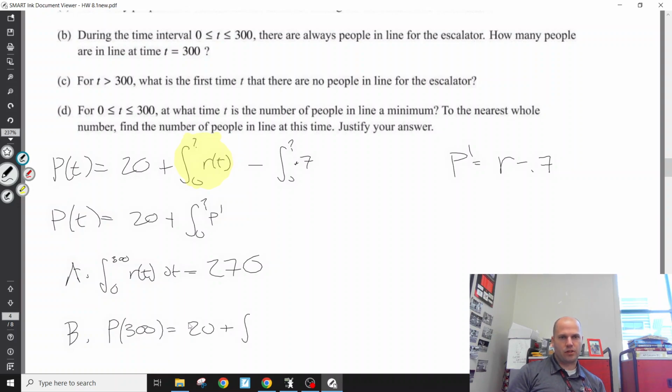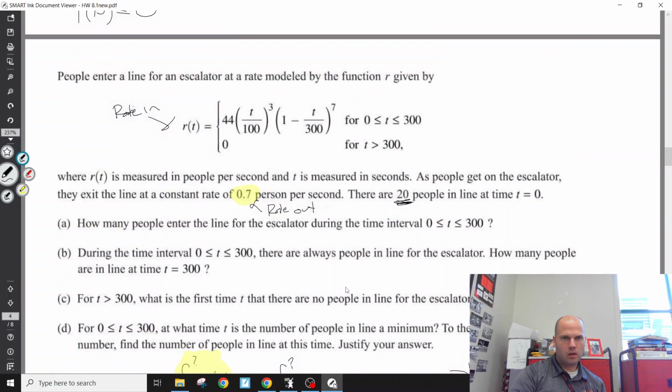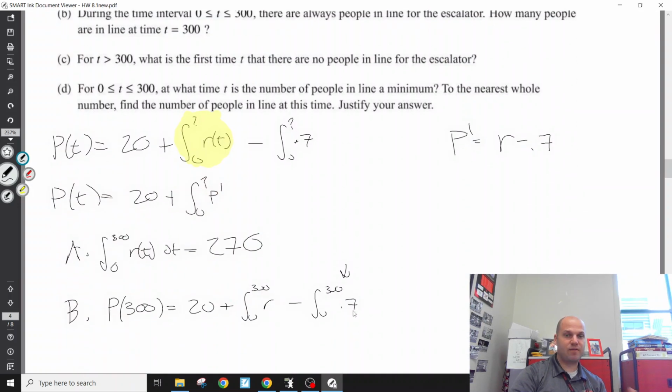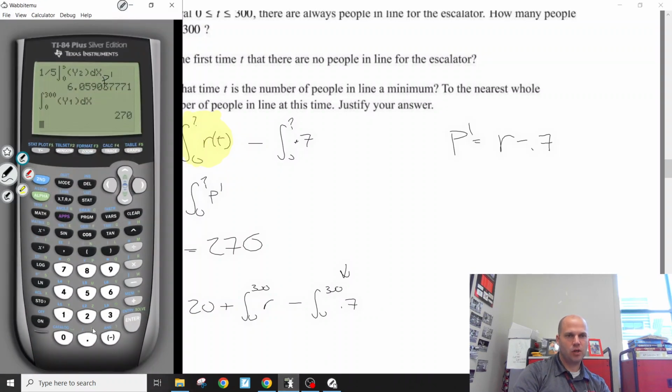Either we could do 20 plus the integral from 0 to 300 of R minus the integral from 0 to 300 of 0.7. You should be able to figure this out. 0.7 people per second over 300 seconds gives 210. Or you could have also done 0 to 300 of y2, y2 being 0.7. You would also get 210.